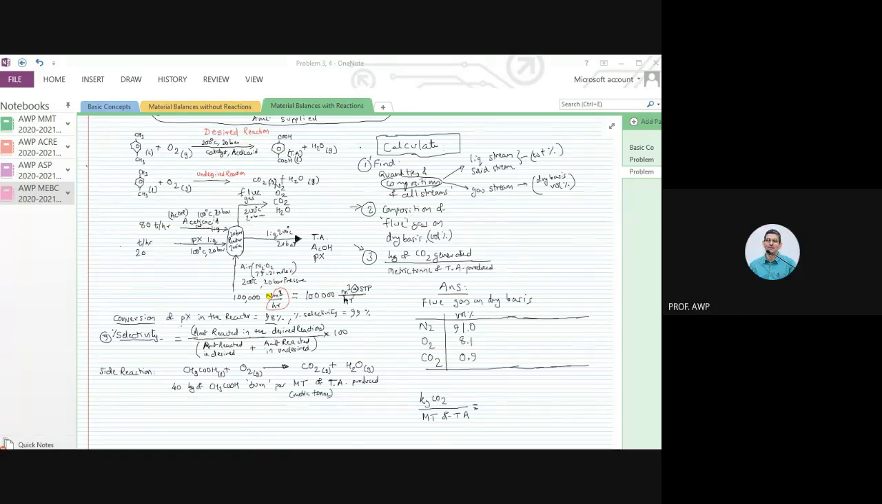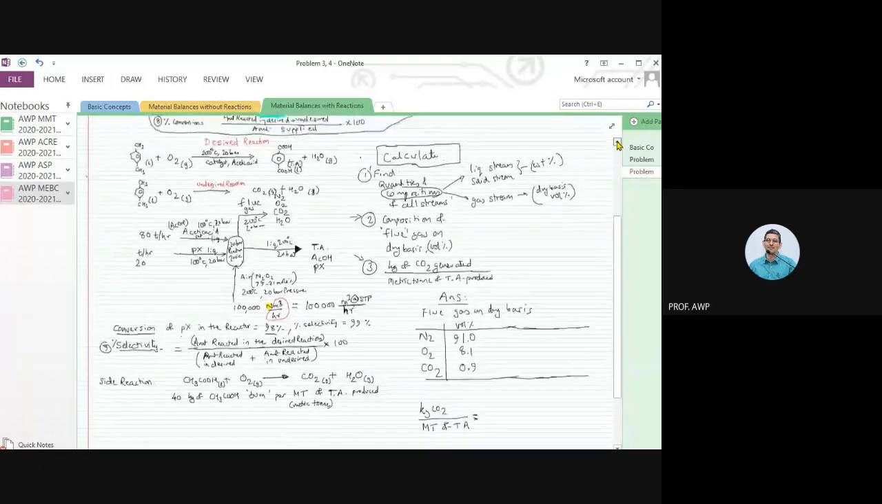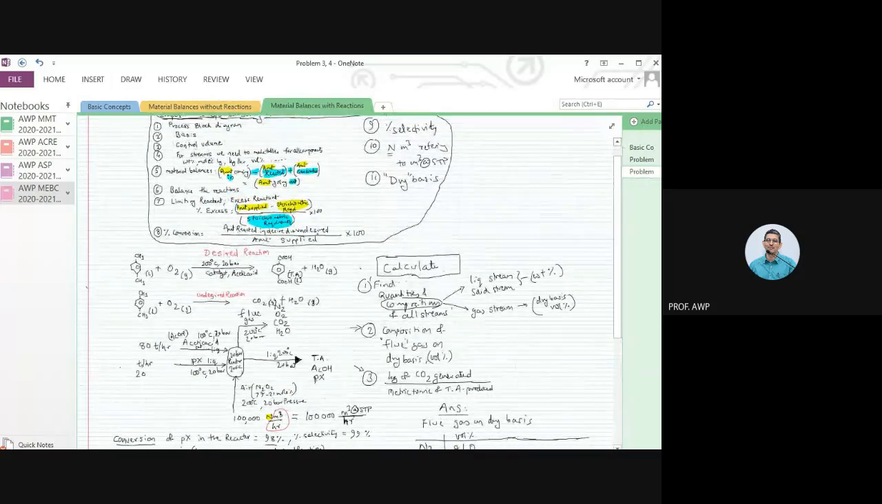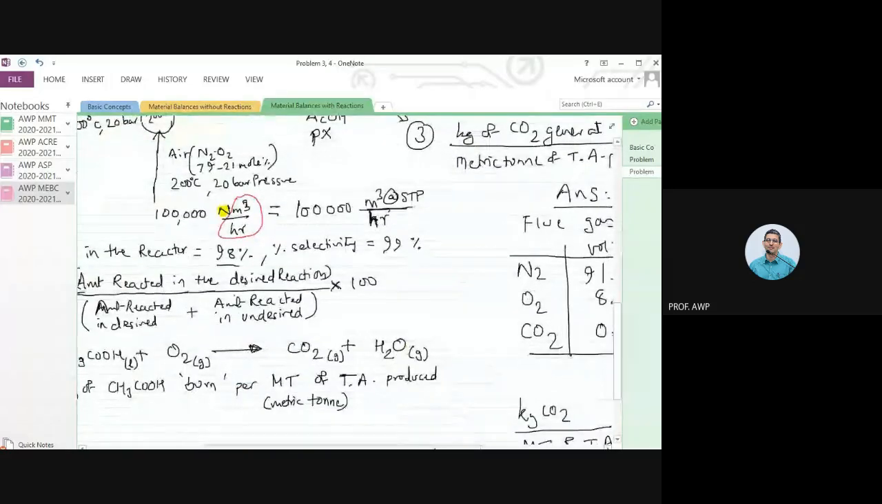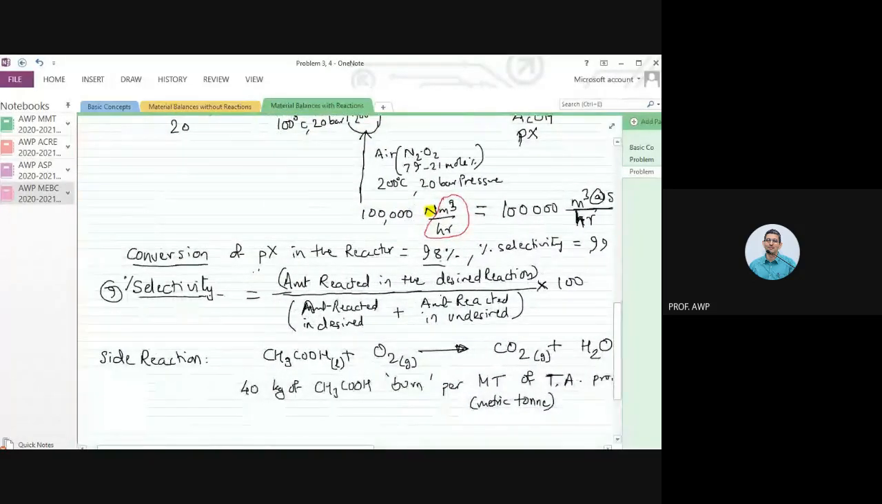Sir, the selectivity would be same in mole percent and weight percent. Selectivity means amount reacted in the desired reaction divided by amount reacted in the desired reaction plus undesired reaction, into 100. So whether I talk in terms of kgs or moles, it would be the same because I'm multiplying or dividing by molecular weight in the denominator as well as numerator. Isn't it? Yes, sir.